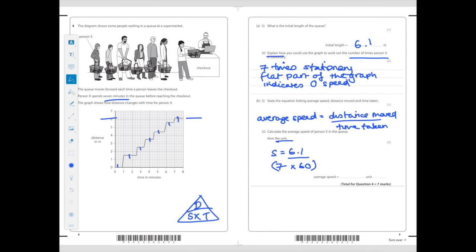Pop that into your calculator and you'll get a value which rounds to 0.015 to 3 significant figures, and we know that the distance was in meters. I've already told you that I've converted to seconds, which is why the unit here is meters per second.